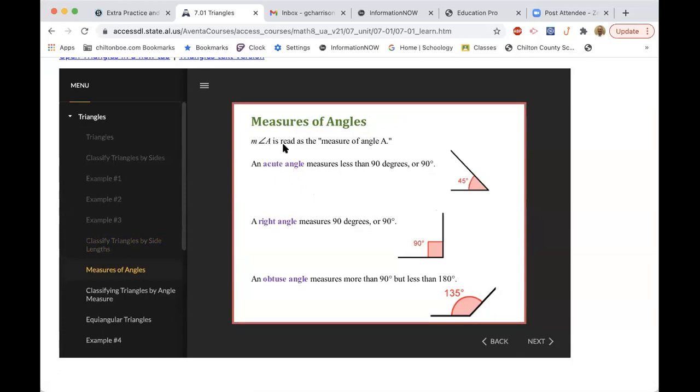Measure of angle A is read as the measure of angle A. An acute angle measures less than 90 degrees. A right angle measures 90 degrees. An obtuse angle measures more than 90 degrees, but less than a straight line, 180 degrees.